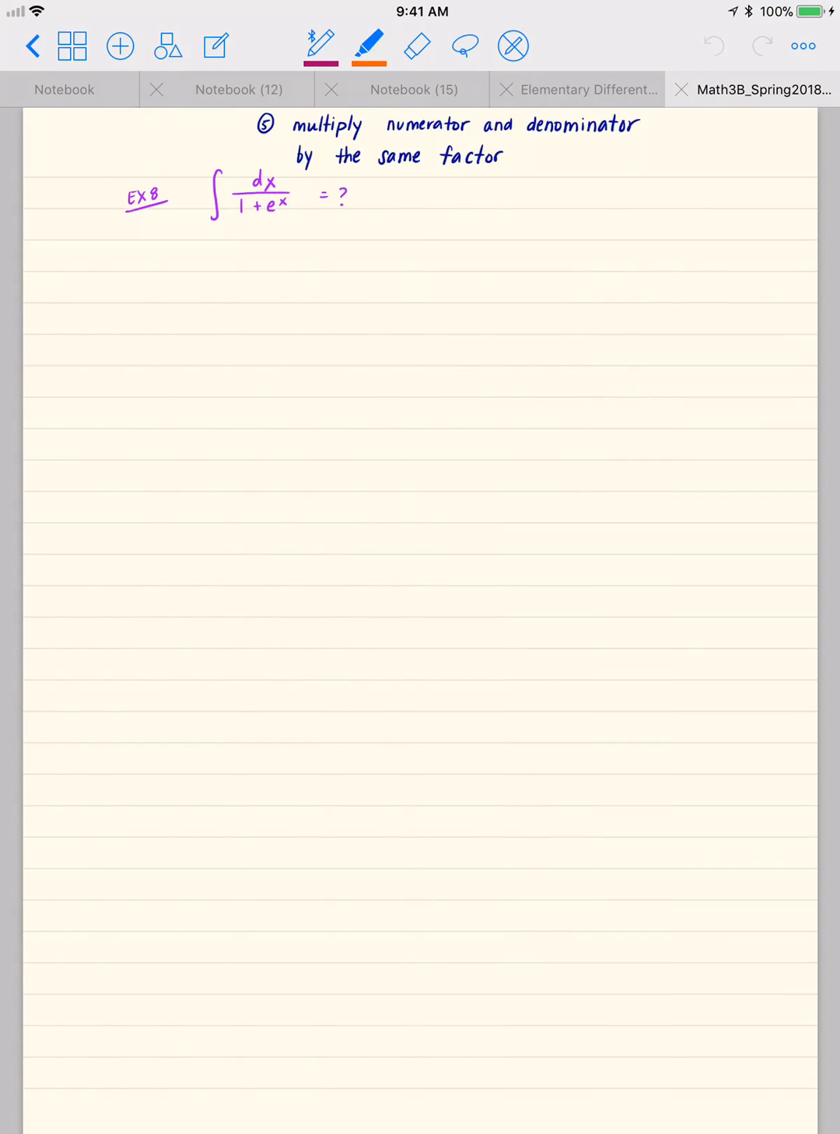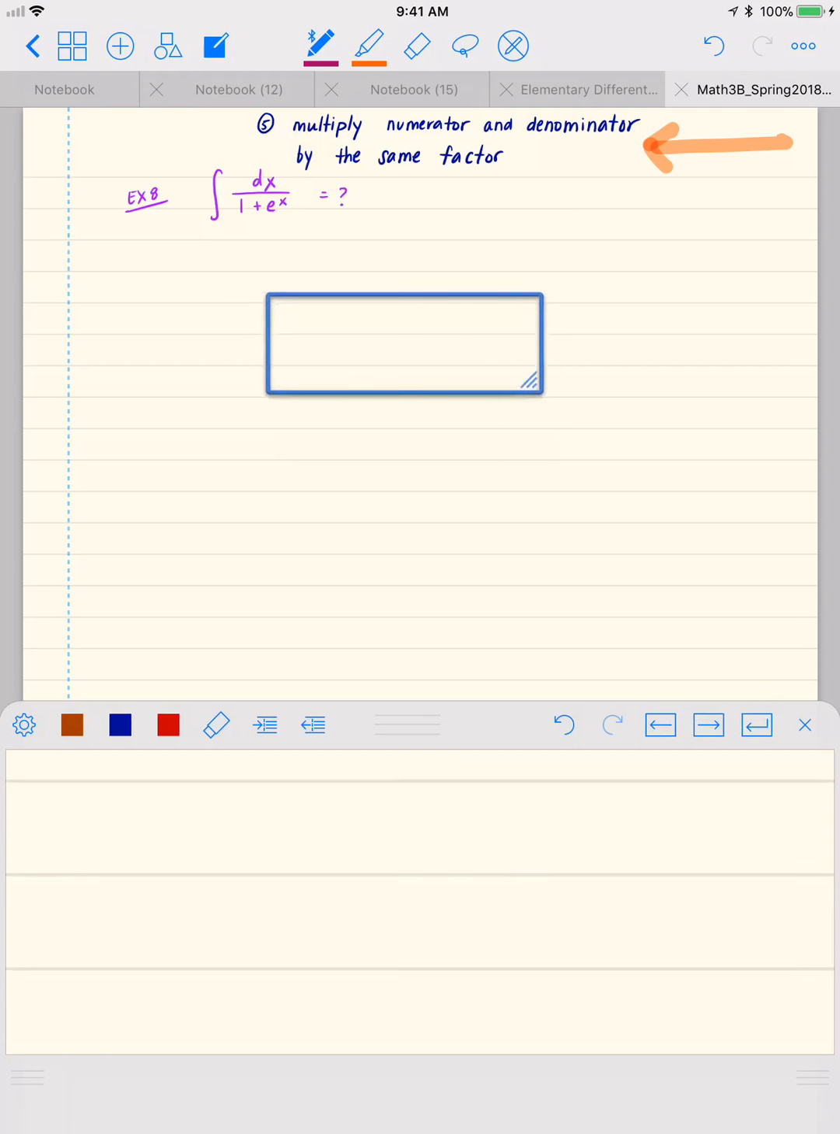Again, we still have the same strategy. This is another example of this strategy being used, where you multiply the numerator and the denominator by the same factor. The question is, what is my numerator and my denominator? Right? What should I multiply the top and the bottom by? And it turns out that the following works.